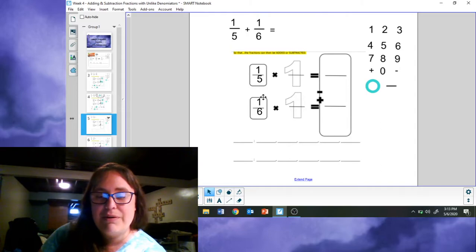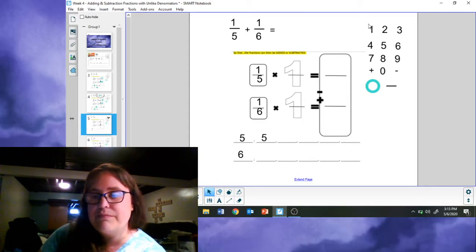All right, 1/5 plus 1/6. Denominators are not the same. Piece sizes are not the same. We need to find some equivalent fractions. So I'm going to take these bottom denominators. I've got 5, I've got 6, and I'm going to do my skip counting. 5s are easy. 5, 10, 15, and 20. And then I'm going to look at my 6s.